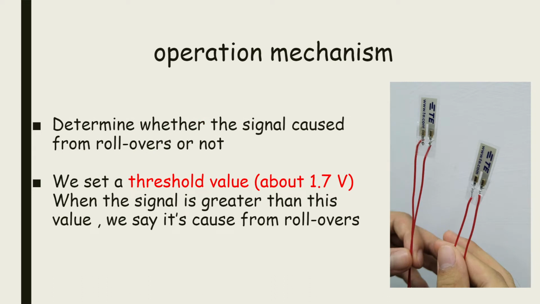When we get a signal from the sensor, we first determine whether the signal comes from rollovers or other vibration or noises. To do that, we set a threshold value. According to our experiment, we define the threshold as 1.7 volts. When the signal is greater than 1.7 volts, we can say that the signal is caused by rollovers rather than noises.